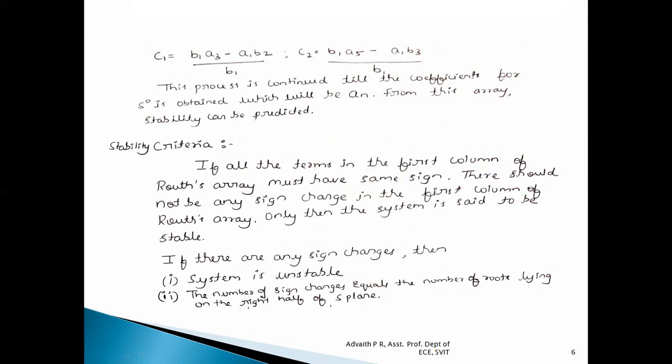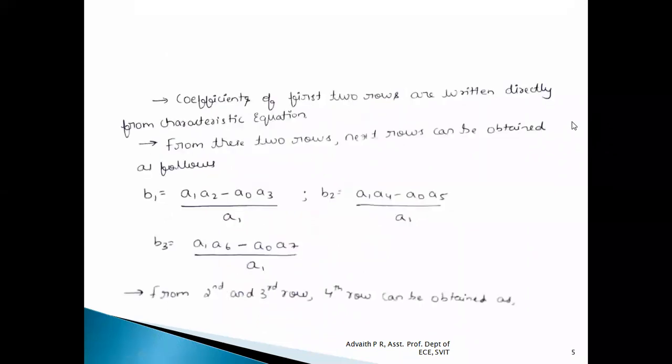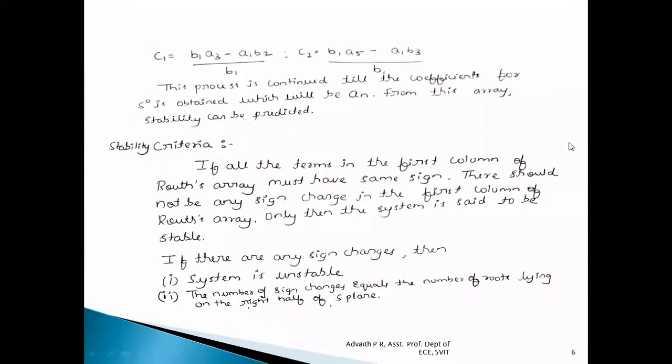To predict the stability using the RH criterion, we will be focusing on the first column of the Routh array. So this is the first column of the Routh array. Based on the values we have obtained in the first column, the stability of the characteristic equation will be decided. If all the terms in the first column of the Routh array have the same sign, only then the system is said to be stable. There should not be any sign change in the first column. Only then we can tell that the system is stable.